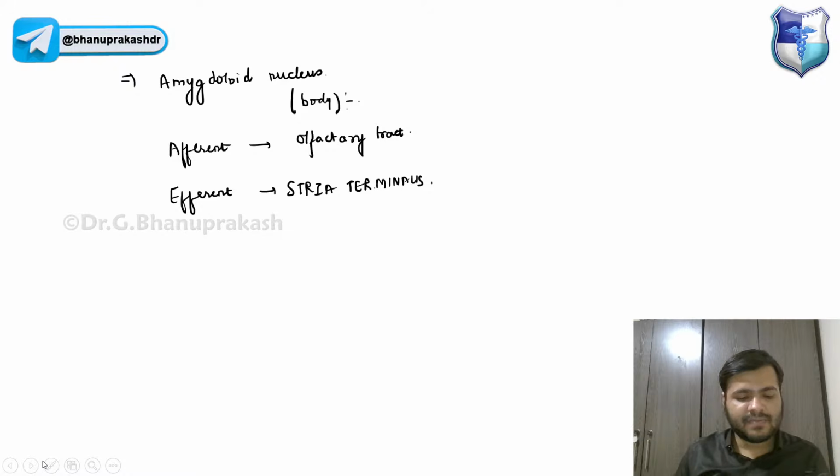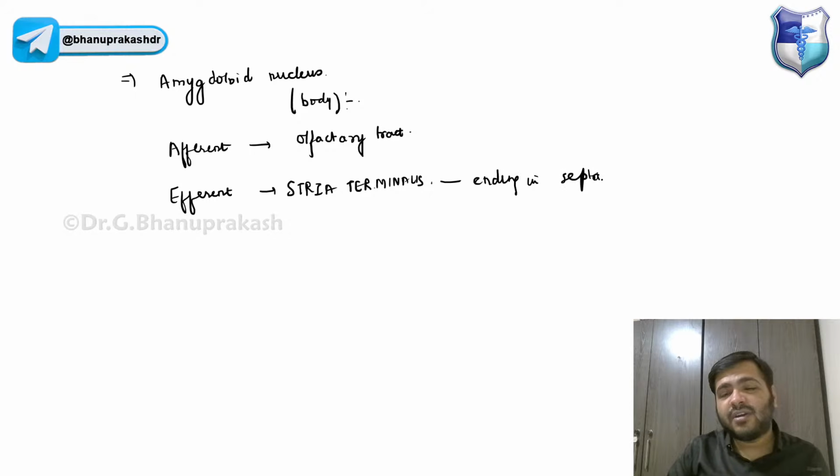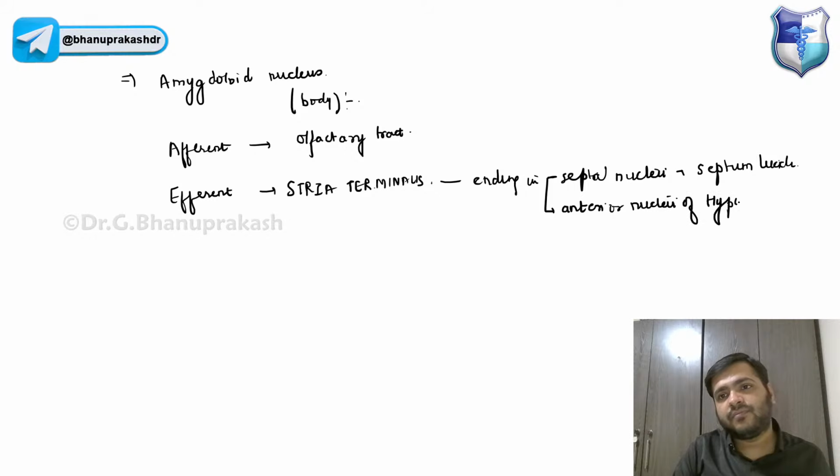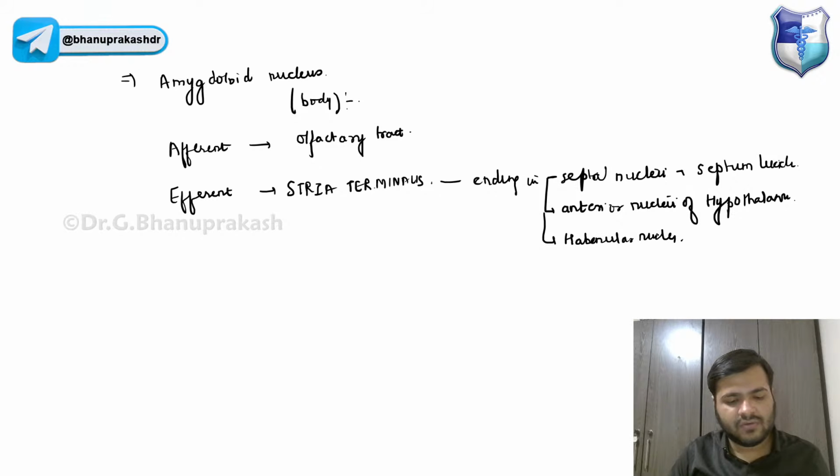Now, these fibers of the stria terminalis are ending in the septal nuclei. You might have heard about the septal nuclei, guys, that we have talked about in septum lucidum. They also end in the anterior nuclei of the hypothalamus, and the habenular nuclei, guys, right?